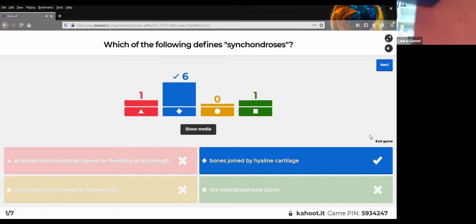Yeah, technically, our example of a synchondrosis was the epiphyseal plate that you did, composed of hyaline cartilage from the previous quiz. So we have cartilage holding together two bones.